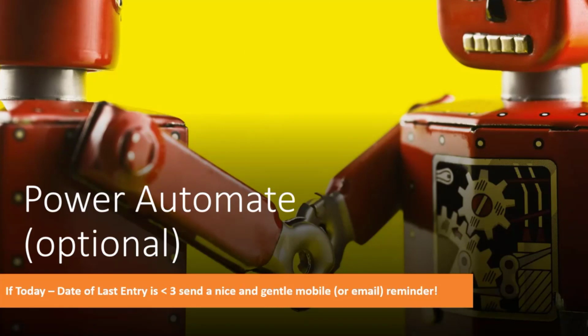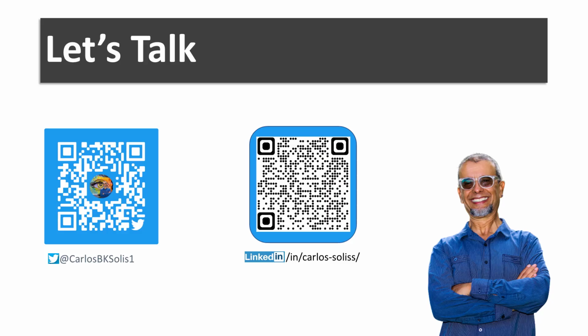This is an optional component that I have built to it that basically uses Power Automate to look at the list of entries in the morning, and if you hadn't made an entry in the last 3 days, then it will send you a gentle, friendly reminder, either via mobile or via your email, whatever the user chooses to do next.